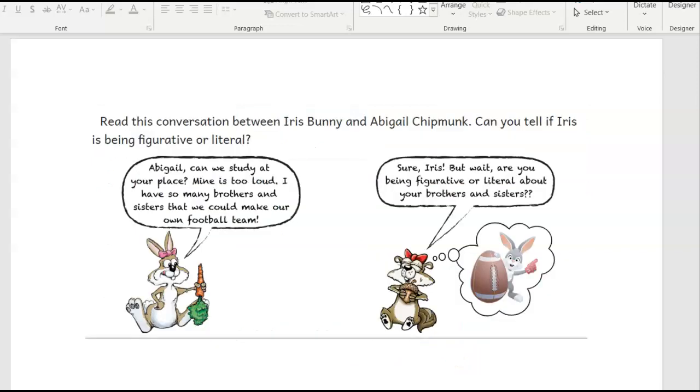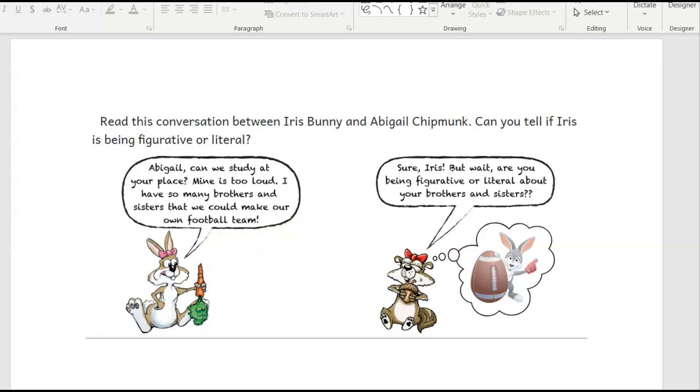It's true. So when we looked back in one of our lessons at these two characters, Iris Bunny and Abigail Chipmunk, it says, can you tell if Iris is being figurative or literal? Here she says, Abigail, can we study at your place? Mine is too loud. I have so many brothers and sisters that we could make our own football team. Do you think this bunny actually has enough brothers and sisters where they could make their own football team? This would be an example of figurative language. She's comparing her big family, and she's making the point that they could make their own football team, but it's not really true. She's just making a figurative statement.